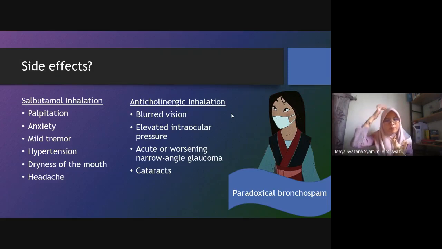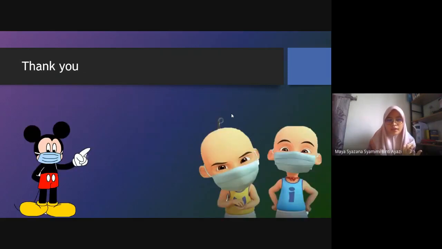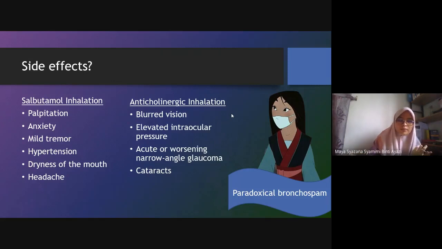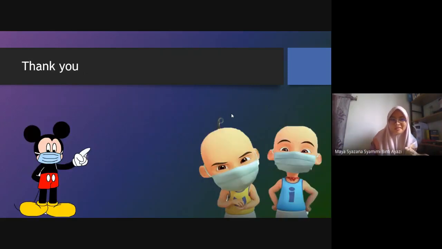So also we have a paradoxical bronchospasm, which is an unexpected constriction of smooth muscle wall of bronchi that occurs in the setting of an expected bronchodilatory response. So in short, the patients that receive nebulization should have improved symptoms, but in this kind of patients, the symptoms are worsening. So we should discontinue the nebulizer immediately, and then give other treatment. So that's all from me.